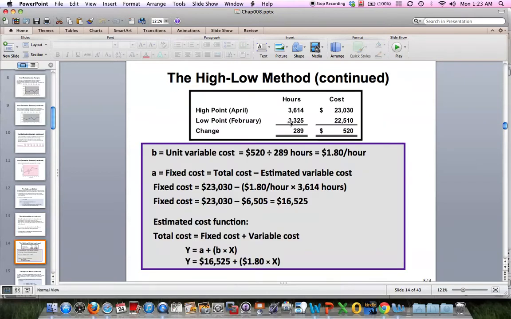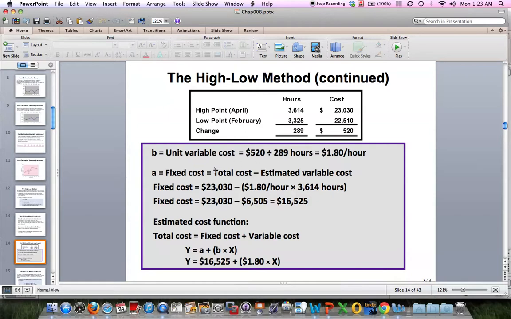Okay, so he went with April as the high of hours and February as the low. The difference between the high and the low for hours is 289. The difference between the high and the low for cost is $520. And so his variable cost is 520 divided by 289 hours, which equals $1.80 per hour. So he's saying every hour would result in $1.80 of variable cost.